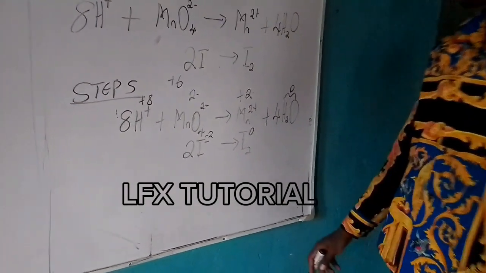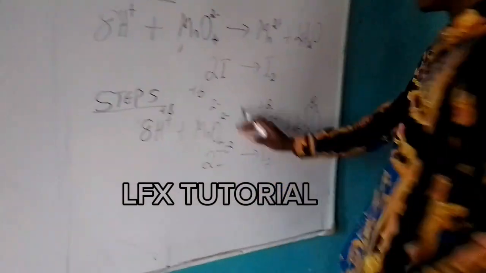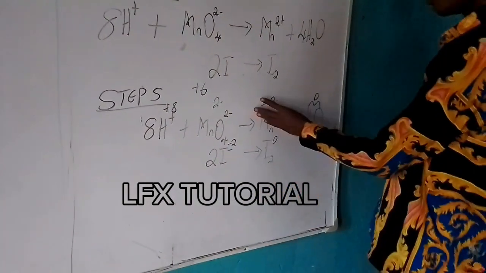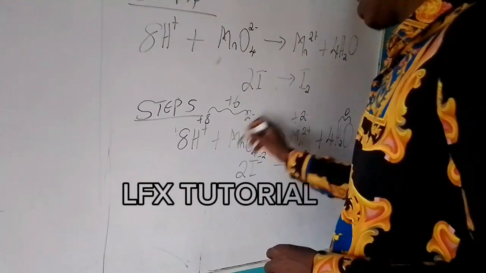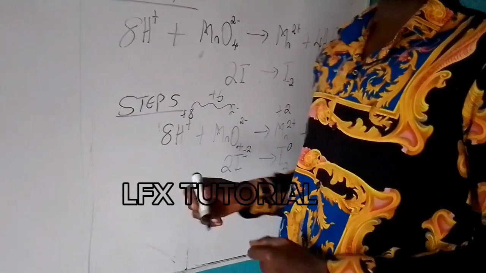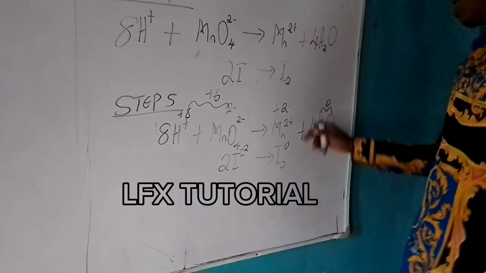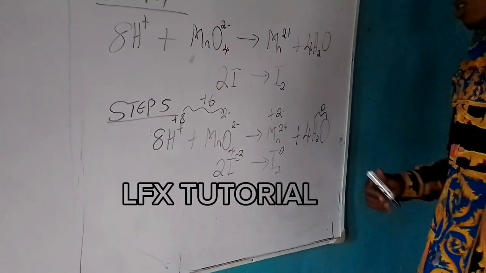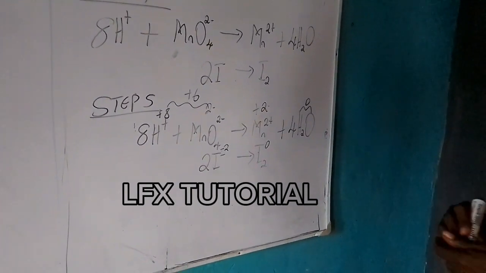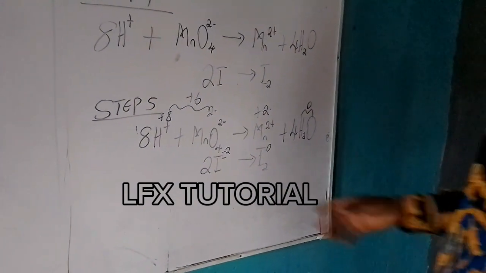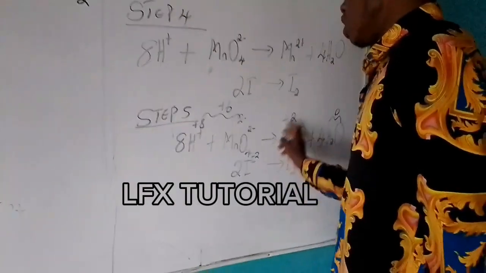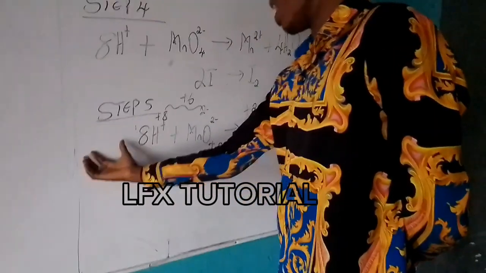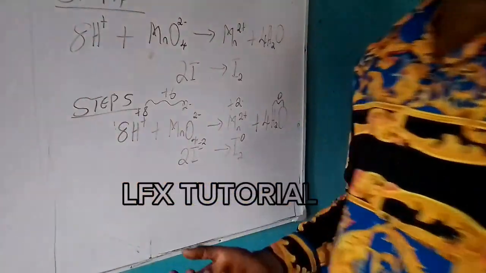So now we want to balance this particular side so that it will be equal to the charges on the other side. If we say 8 minus 2, that is going to give us 6. So for here we have plus 6 and here we have plus 2. So what we are going to do now is make sure that the charges here are equal to the charges here.